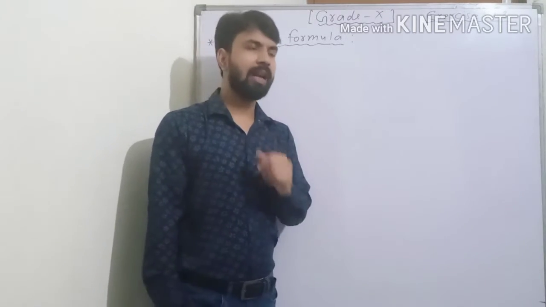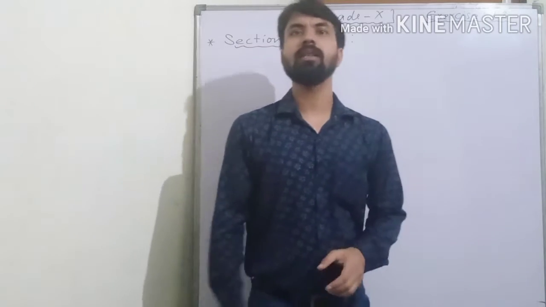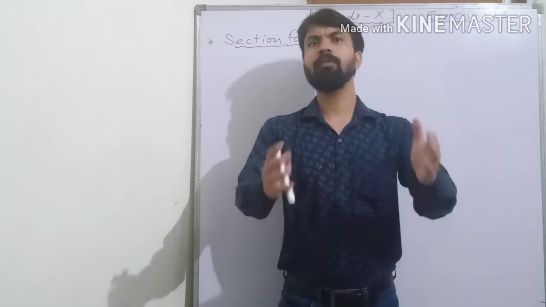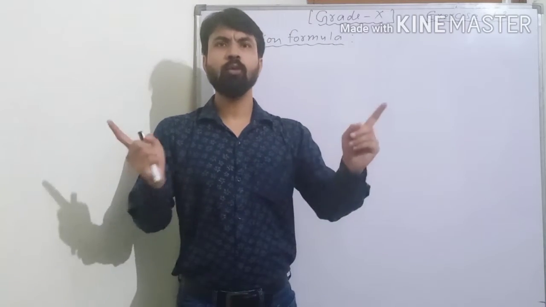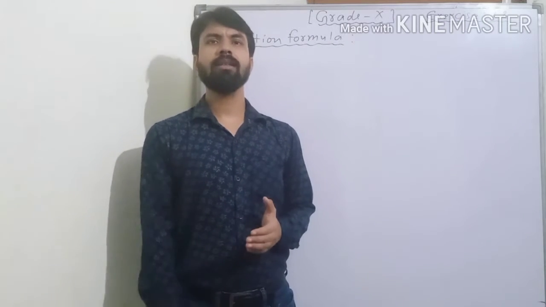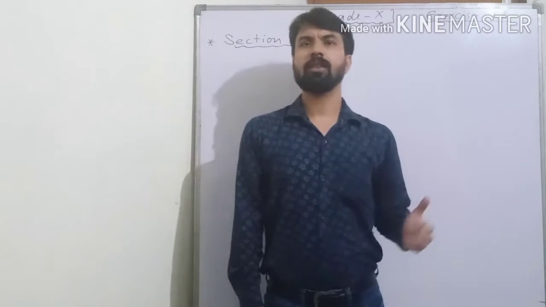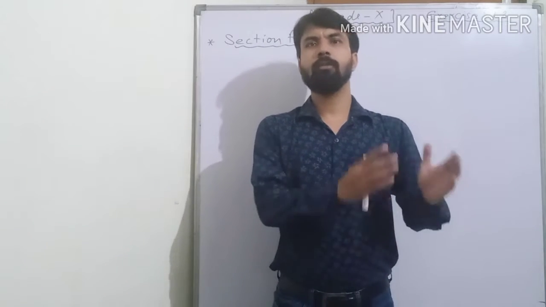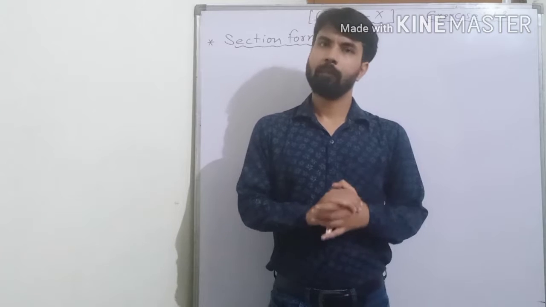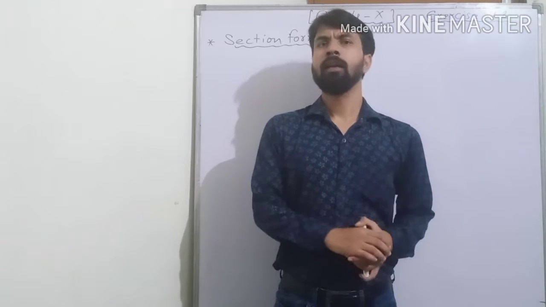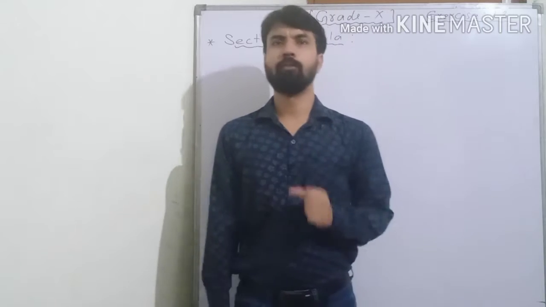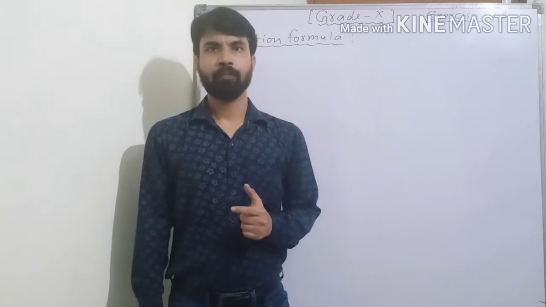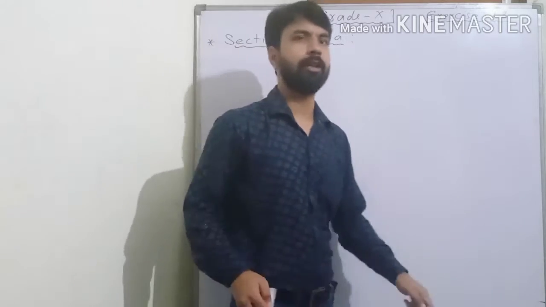In my previous lecture, I explained you the distance formula. With the help of distance formula, we can find out the distance between two points. The formula is under root x2 minus x1 whole square plus y2 minus y1 whole square. Understood? Okay. Now, in exercise 7.2, we will use section formula. What is section formula? So, just pay attention here.